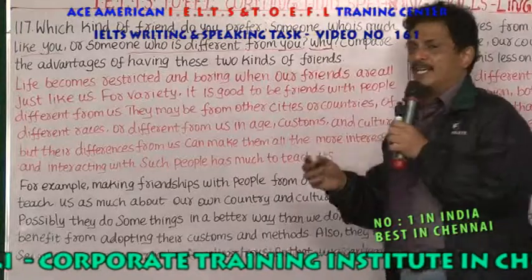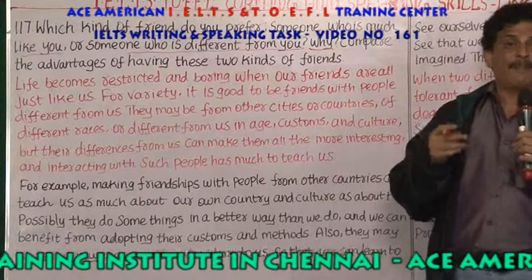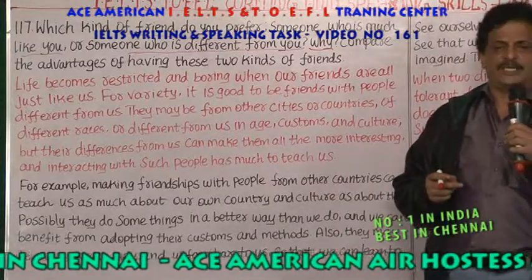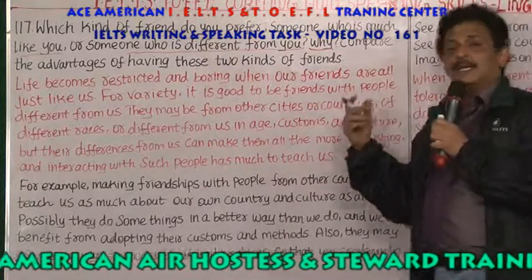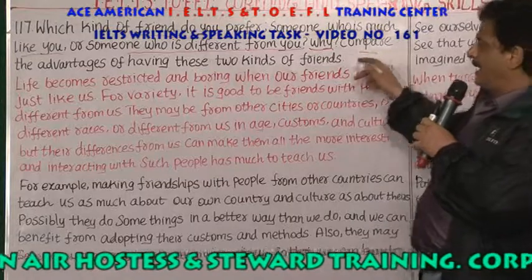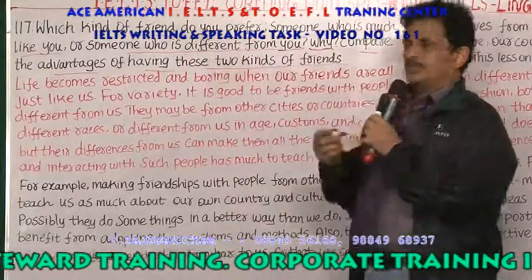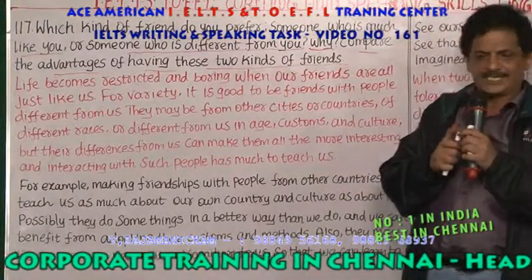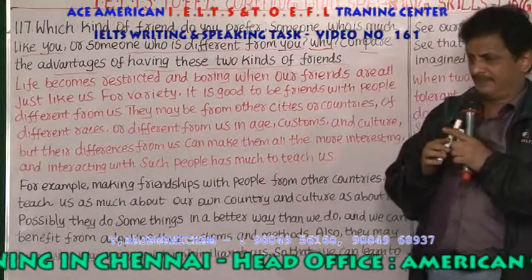Suppose you say, yes, I like to have a friend of my same character, then you have to say why you like such a person as a friend. And if not, you have to give the reasons also. Compare the advantages of having these two kinds of friends. So there are two kinds of friends: one has the same qualities as you, or one is 100% different.